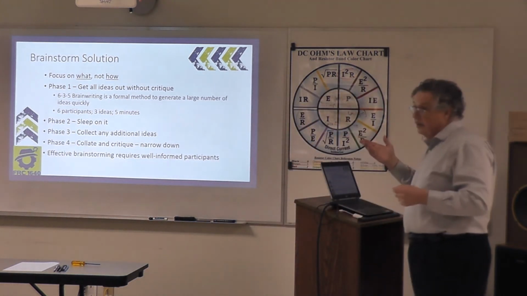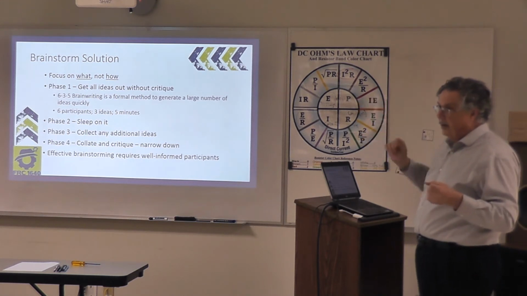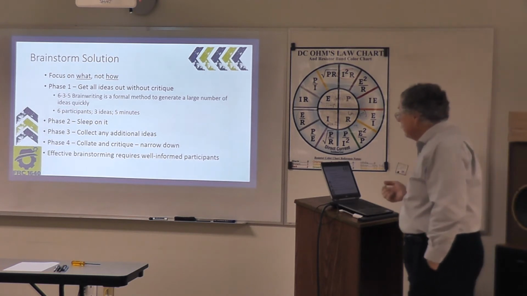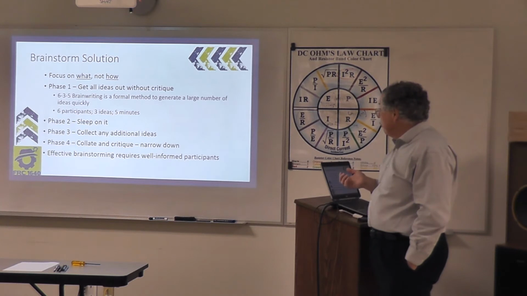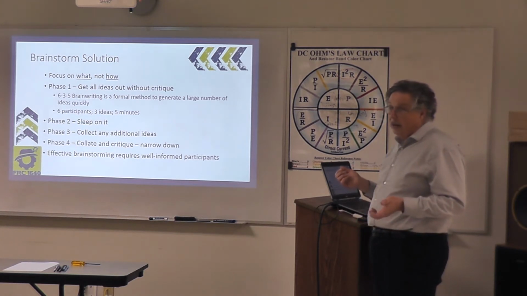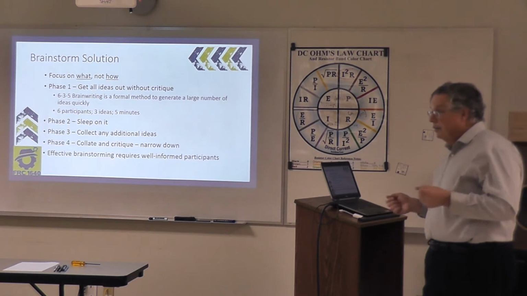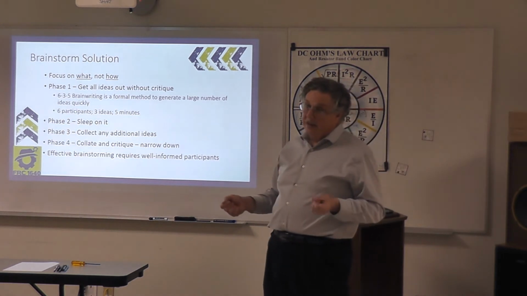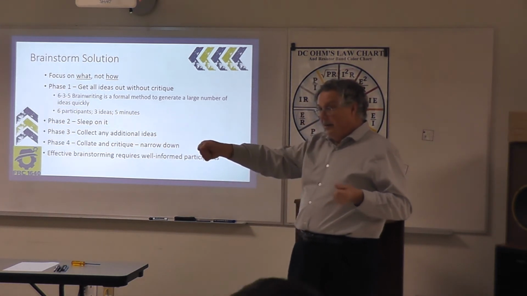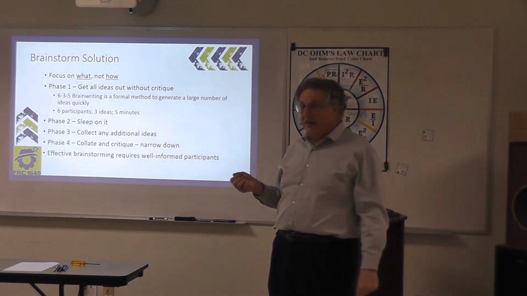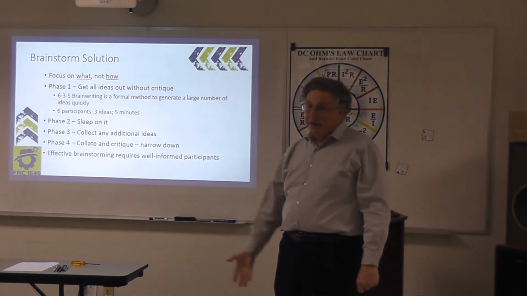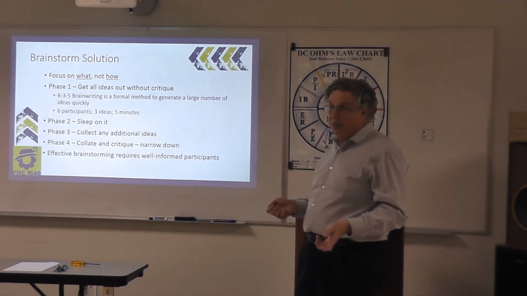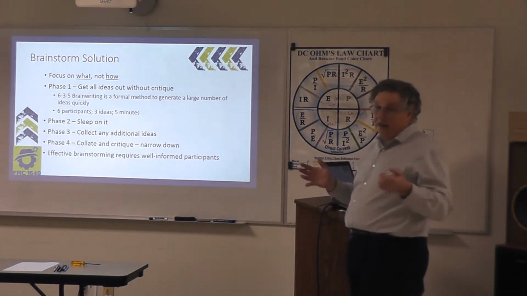There are formal ways of doing this. Mostly we just have people shout out ideas and write them down or post up Post-it notes. 635 brainwriting is a formal method to generate a large number of ideas quickly. You get teams of 6 people, you give them each a piece of paper. They have 5 minutes to write down 3 ideas. And then they shift their papers onto the person next to them, and you do it again: 5 minutes to write 3 more ideas. You do that until everyone's written on each paper. It generates a lot of ideas.